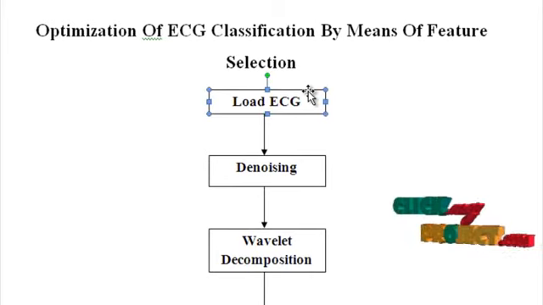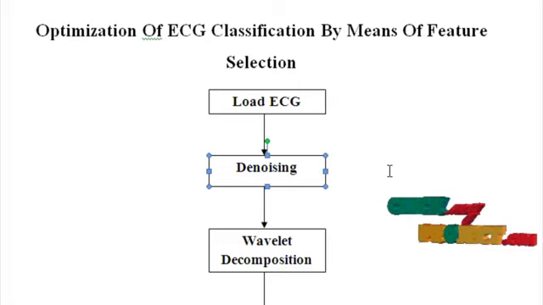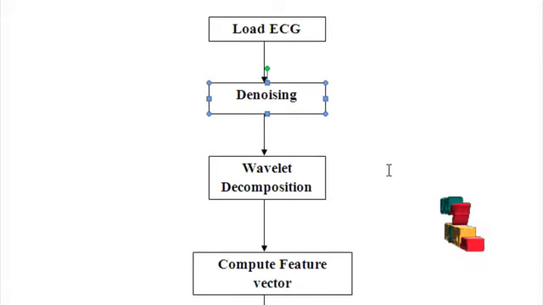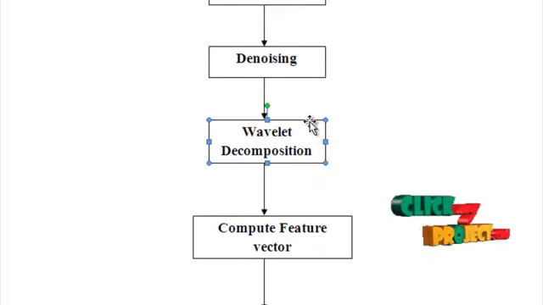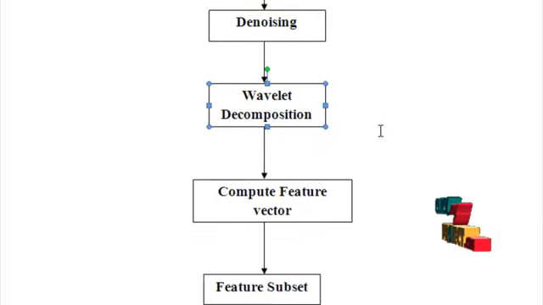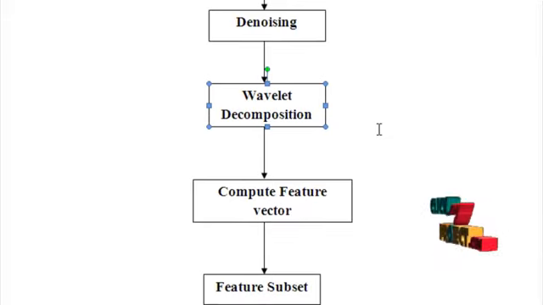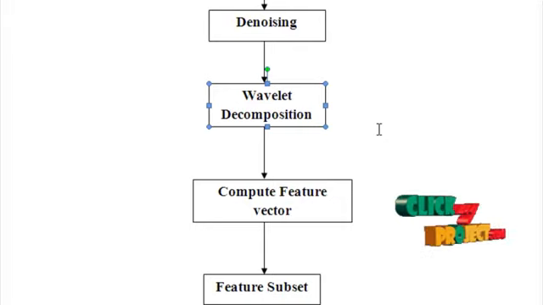The first thing is we have to load the ECG signal. Afterwards, the input ECG signal should be filtered. The aim of this filtration is to remove the unwanted noise present in the input ECG signal. The next thing is decomposition. Decomposition is by means of wavelet filter. At the end of this decomposition, we are having 4 different coefficients: approximation, detail, horizontal and diagonal coefficients.